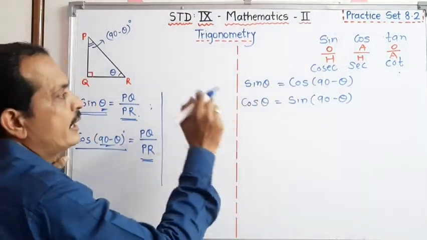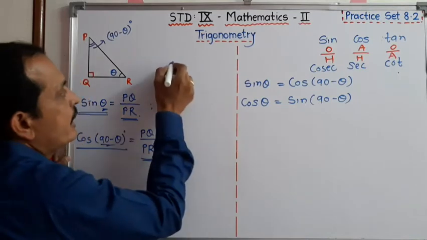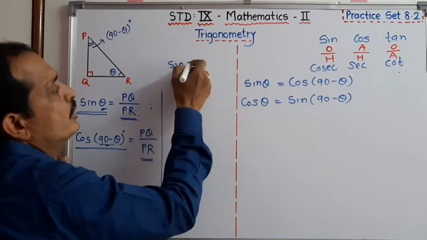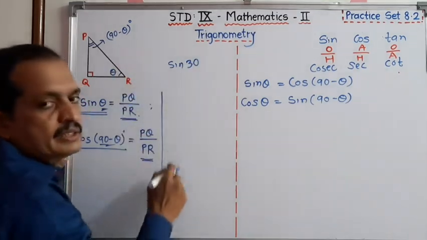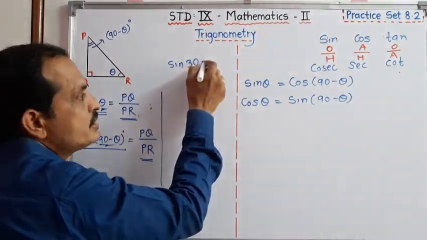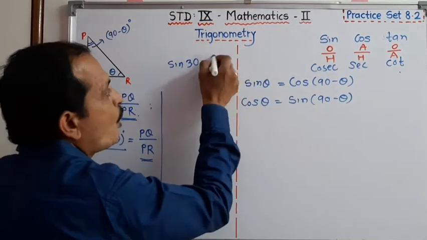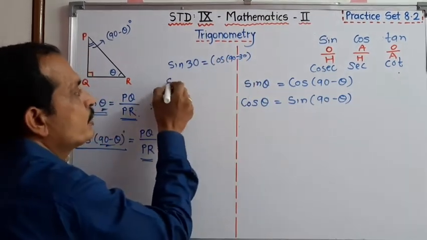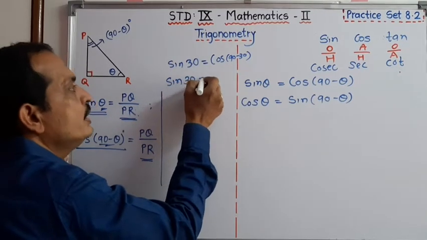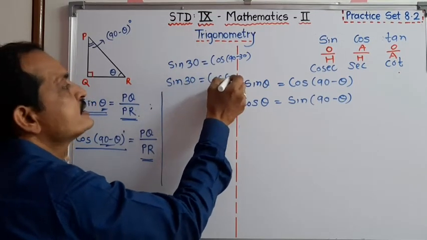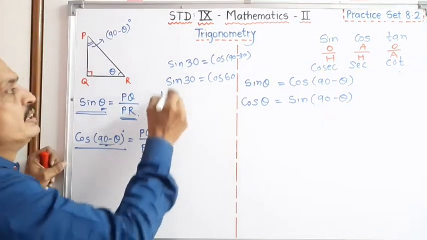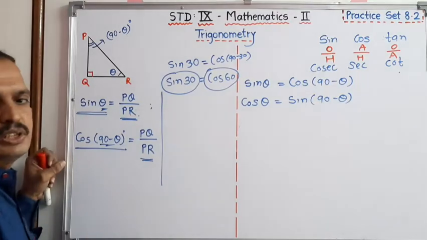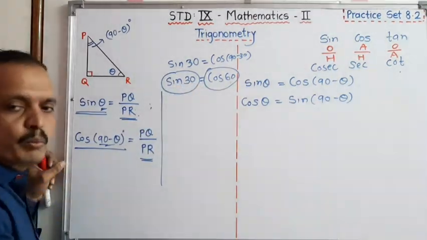Got it? Suppose I write sin 30 degree, then sin 30 is equal to cos 90 minus 30, and therefore we can write sin 30 is equal to cos 60. That means instead of sin 30 we can write cos 60. This 30 and 60, these are the complementary angles.